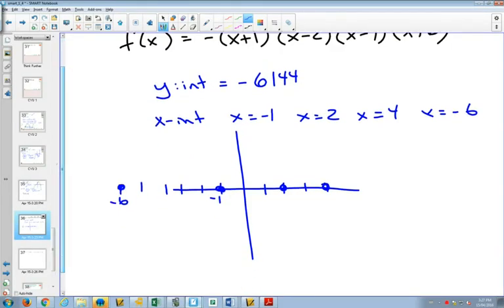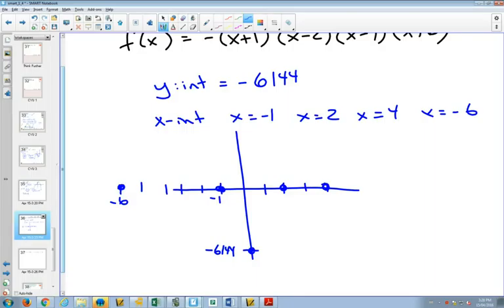Your y-intercept, I would say maybe a scale of negative 6,144 would be a good scale to use on your y-axis, because then it'll match up perfectly.